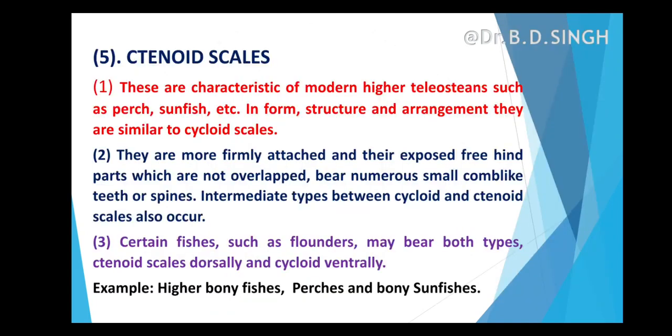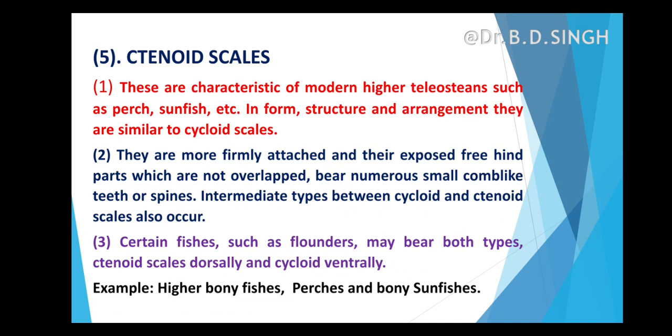Then after, I discuss the ctenoid scales. Actually, these are the characteristics of modern higher teleosts such as perch and sunfish. In form, structure and arrangement, they are similar to the cycloid scales. Point number 2, they are more firmly attached, and their exposed free hind parts, which are not overlapped, bear numerous small comb-like teeth or spines.